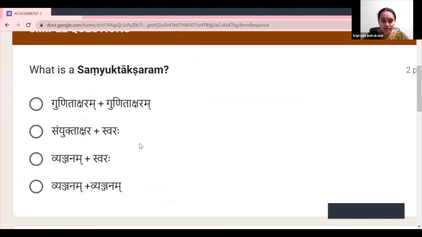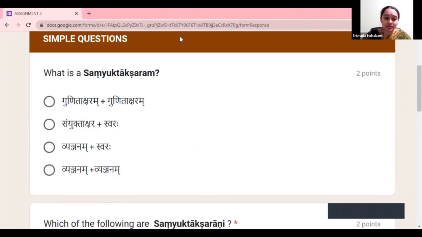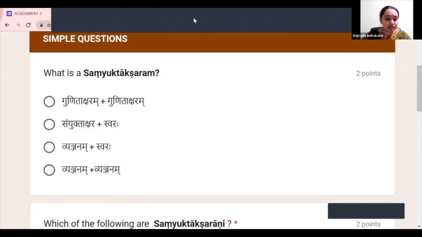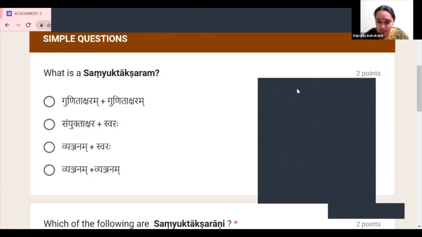So what is a Sanyukta Aksharam? You have to be able to read the words. So it is challenging in that you have to read the Devanagari script and you have to answer the question, like a question inside a question. Please don't type the answers in the chats. It's okay, but just answer the questions with the options given. Let me send the link again for those of you who just joined.